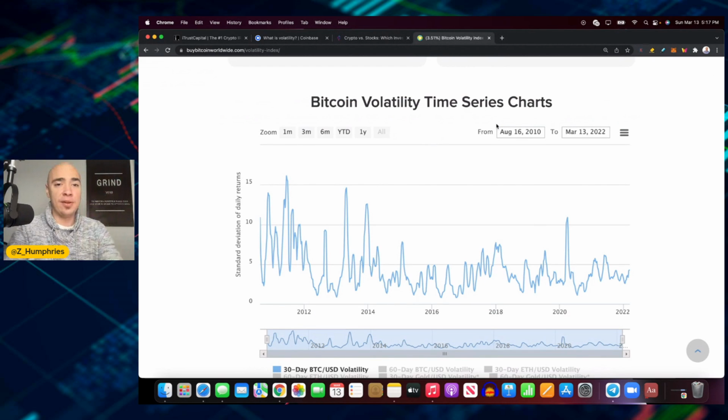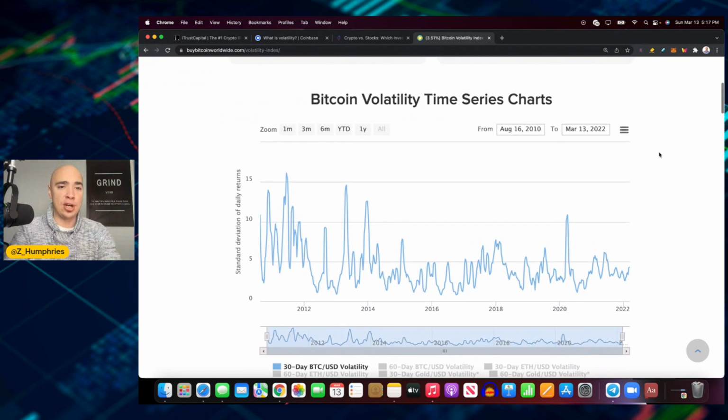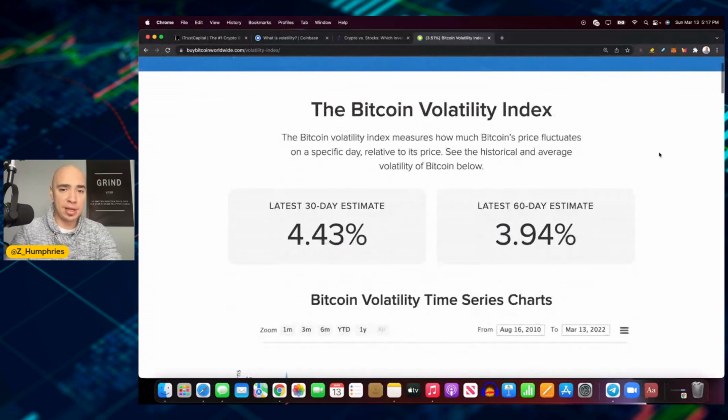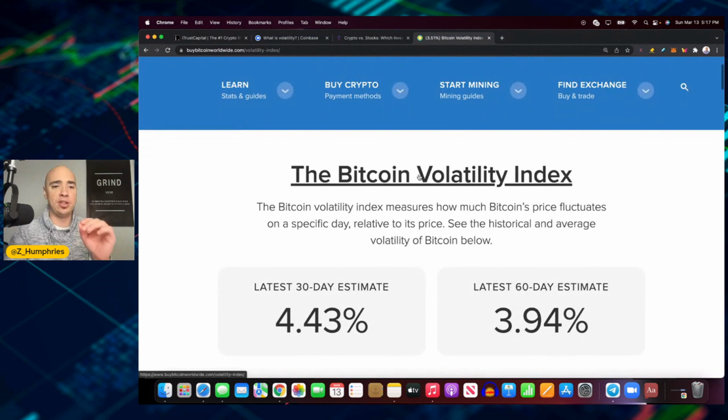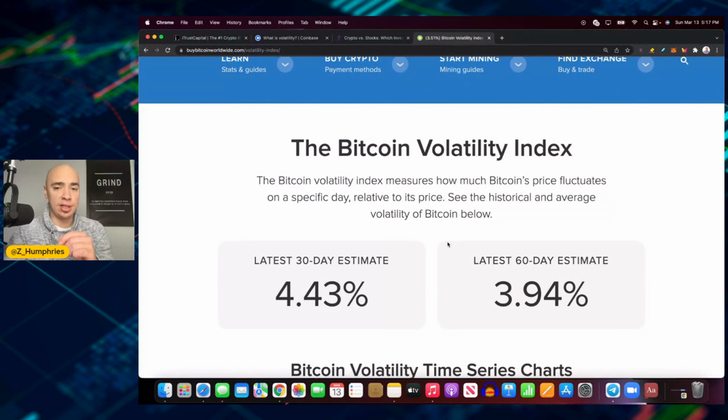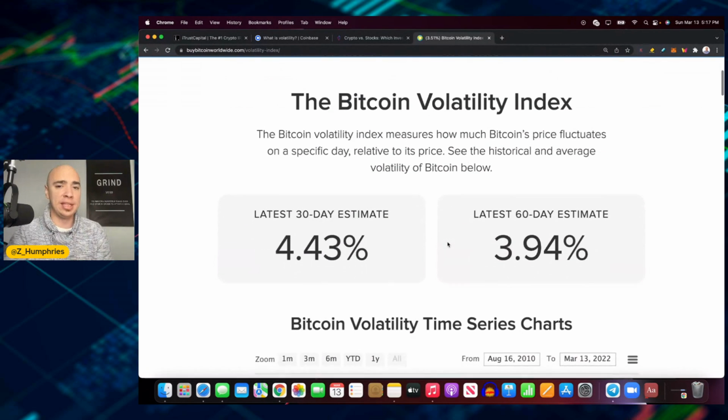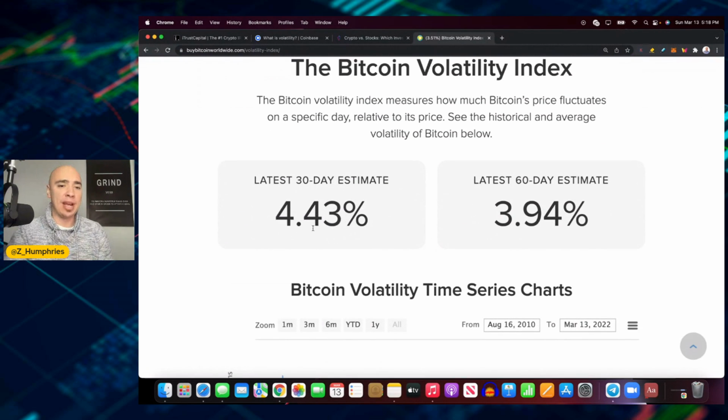Now, I want to take you over to the Bitcoin volatility time series charts, and this is really fascinating. So, the Bitcoin volatility index measures how much the price of Bitcoin fluctuates on a specific day relative to its price. So you can see we're going to take a look at some historical and average volatility of Bitcoin below. Now, we've got a 4.43% volatility index percentage score here for the 30 days, and we've got about a 4% on the latest 60-day estimate.